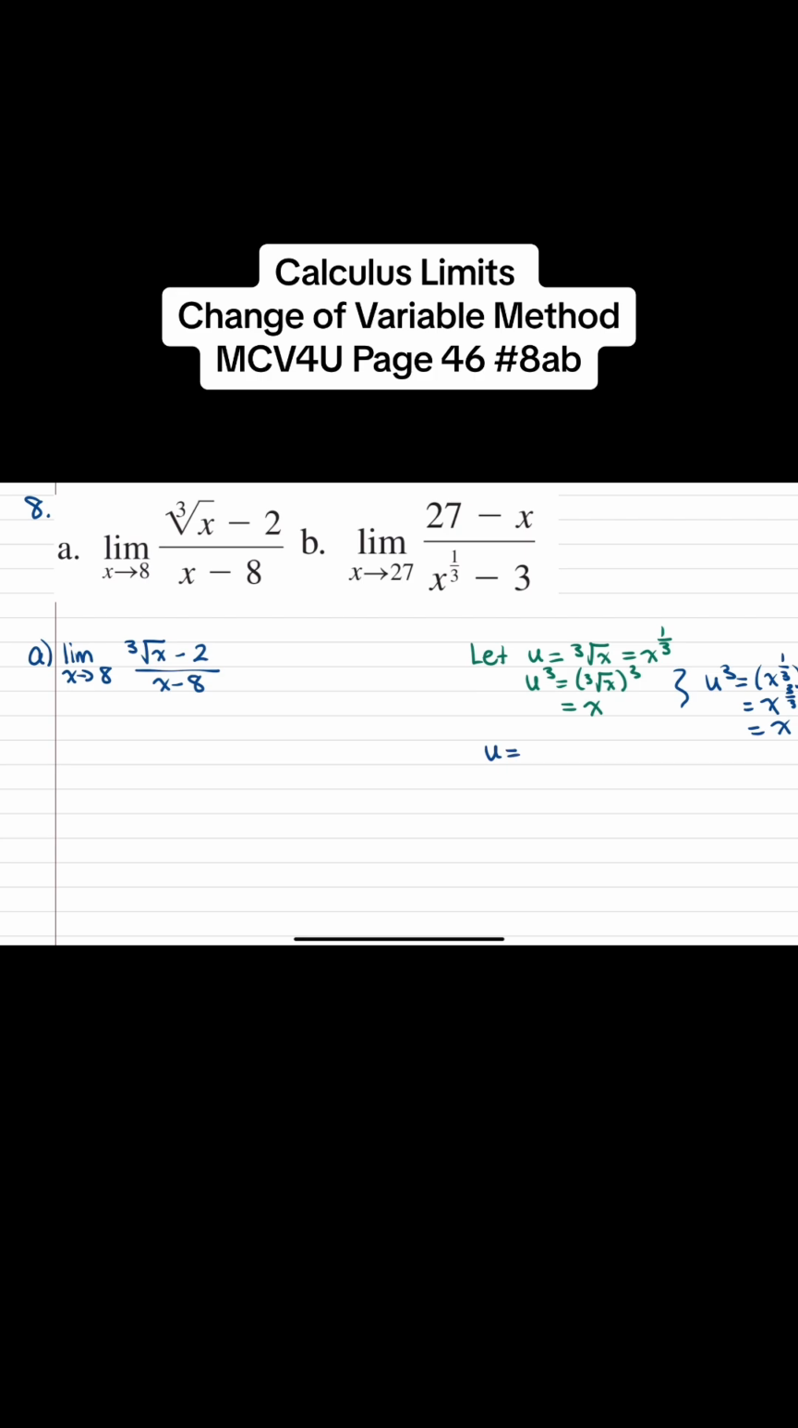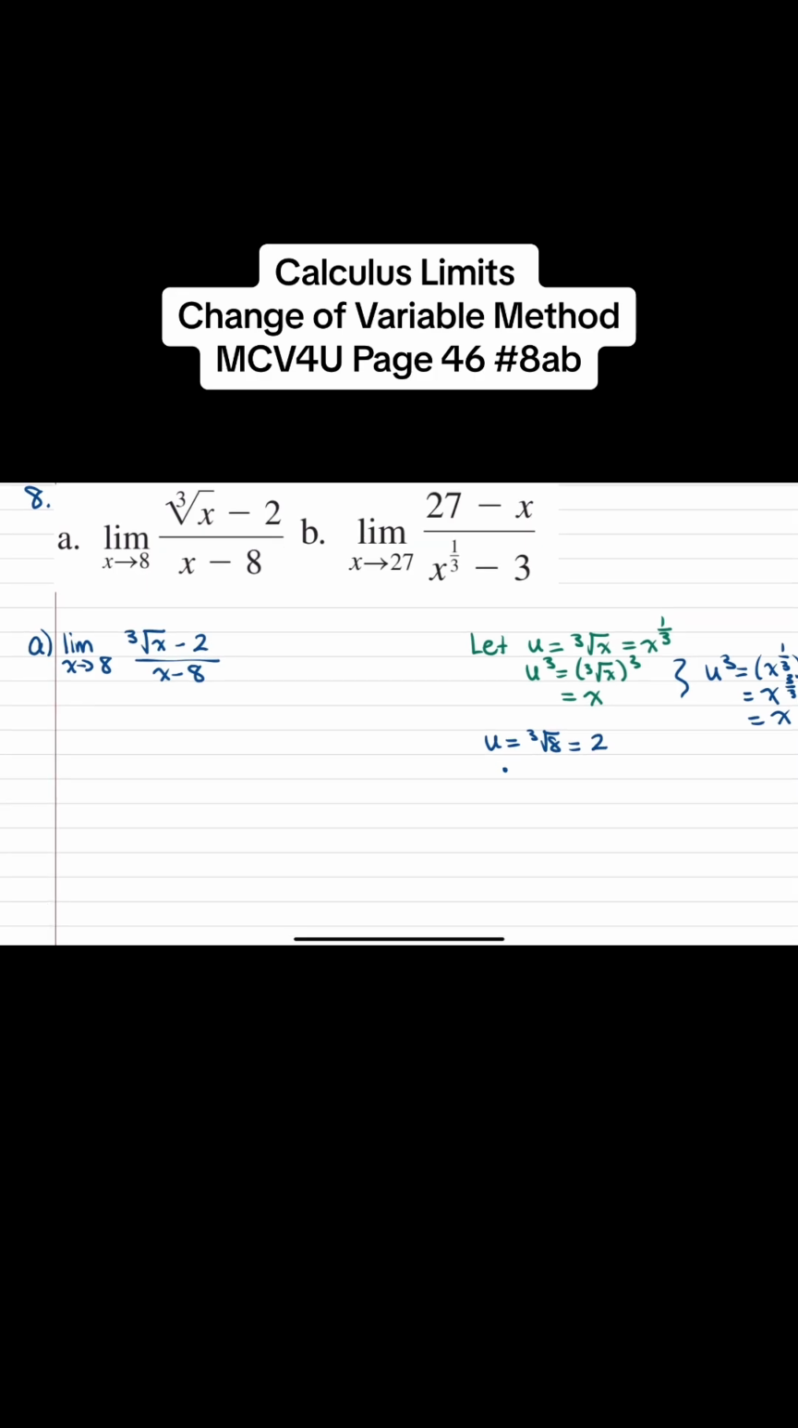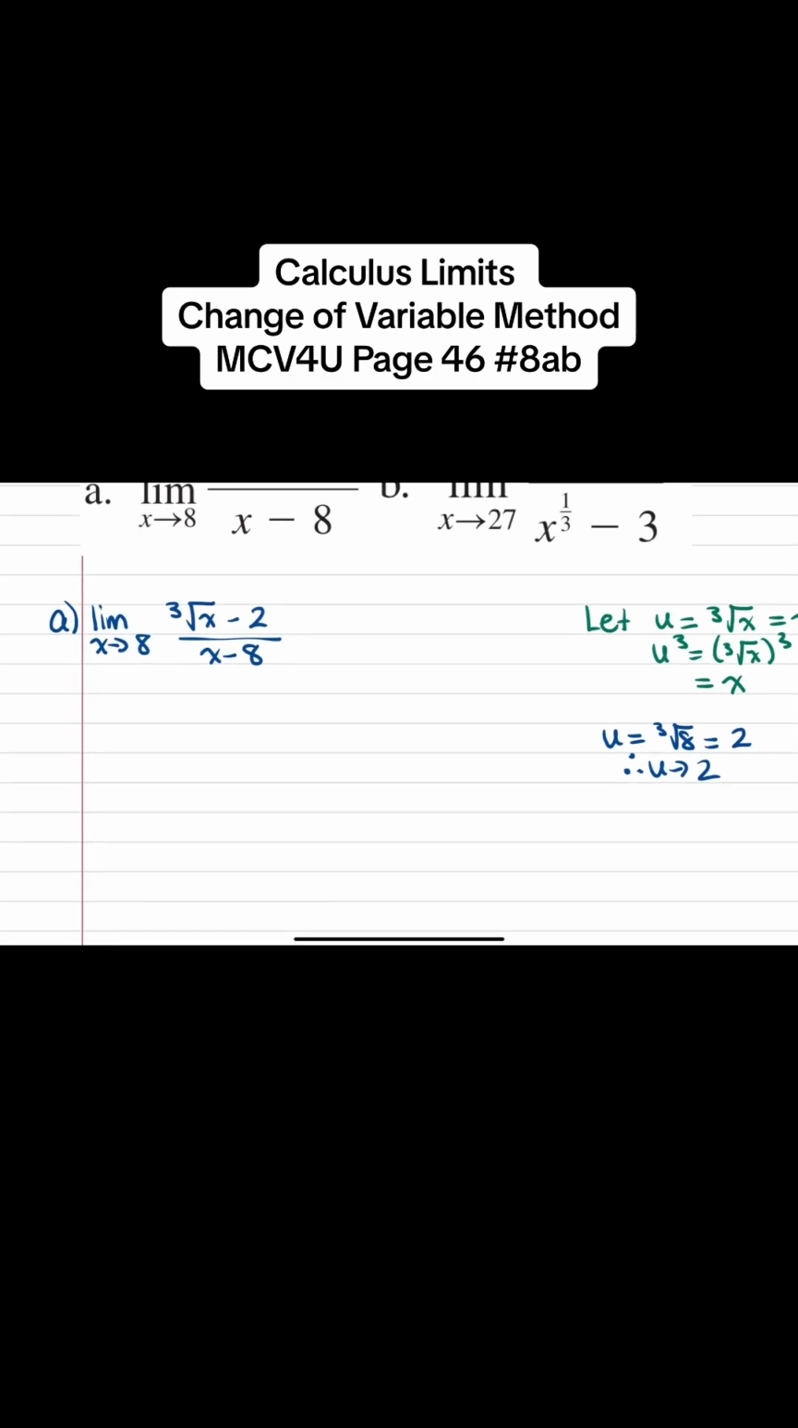We now want everything in terms of u. All we have to do is plug in x equals 8. This gives us u equals 2. Therefore, u is going to approach 2. We can now rewrite this limit as the limit as u approaches 2 of u minus 2 all over u cubed minus 8. I can now rewrite this as the limit as u approaches 2 of u minus 2 over u cubed minus 2 cubed.